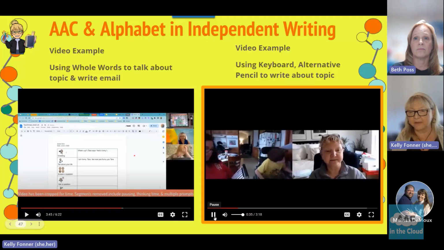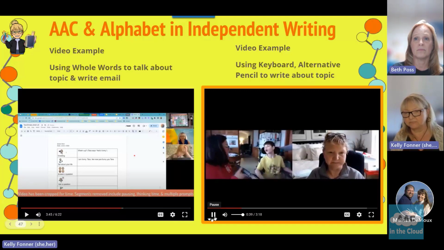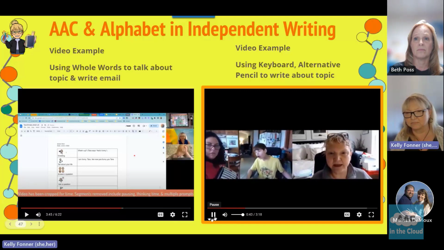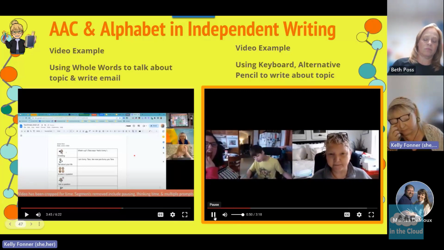Oh, there, Mommy found your letters. There we go. Look, there's your letters. And then what Miss Kelly's going to do is switch over to something where I'm going to type all the letters that you pick.